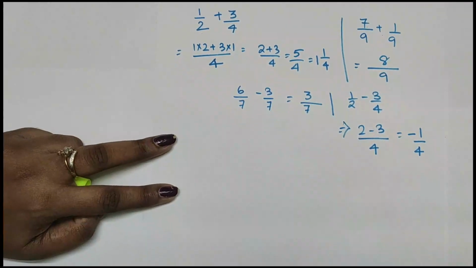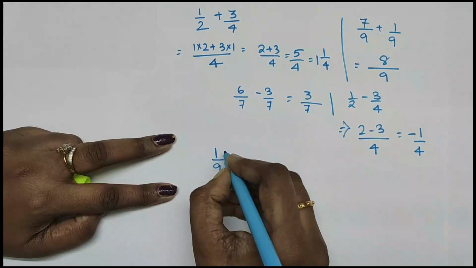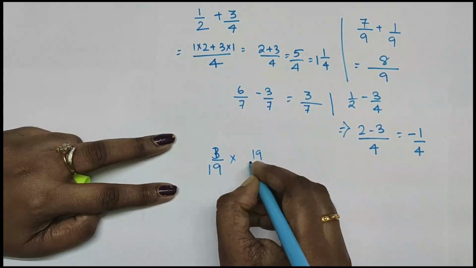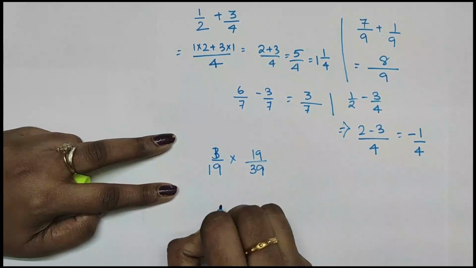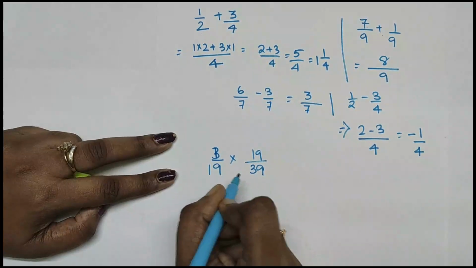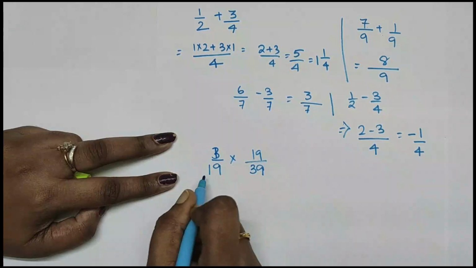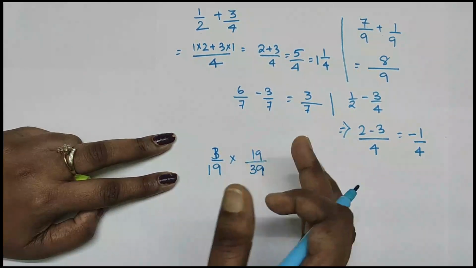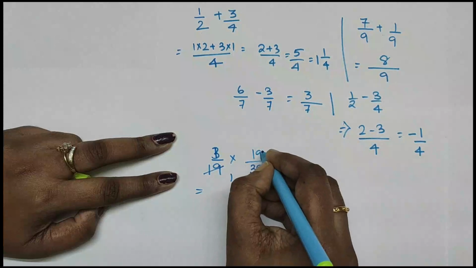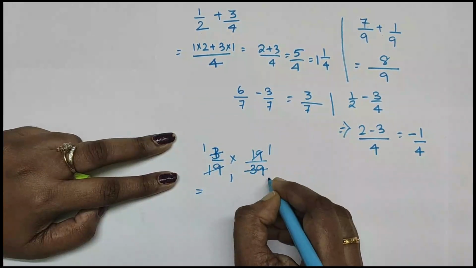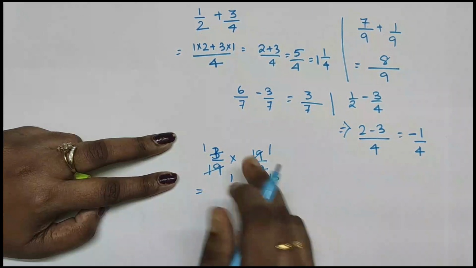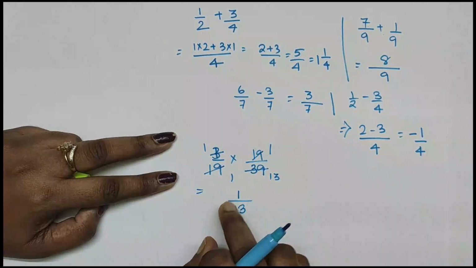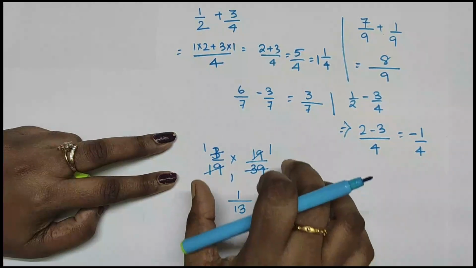Now suppose it is asking you to multiply. Let us assume this is 3 by 19 into 19 by 39, and we have to multiply the two rational numbers. Just multiply the numerators and the denominators and reduce it, or if you see that anything can be cancelled, cancel it to the simplest form. Like 19 ones are 19 and 19 ones are 19, 3 ones are 3 and 3 thirteens are 39. So 1 into 1 is 1 and 1 into 13 is 13.